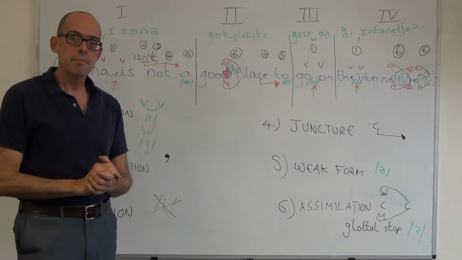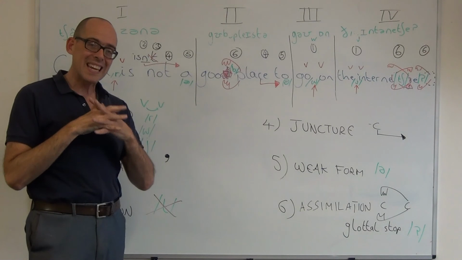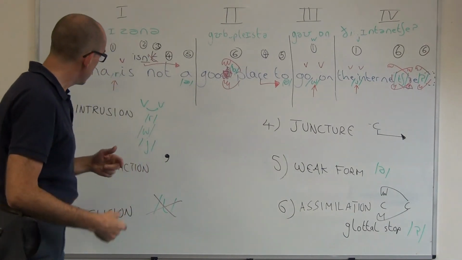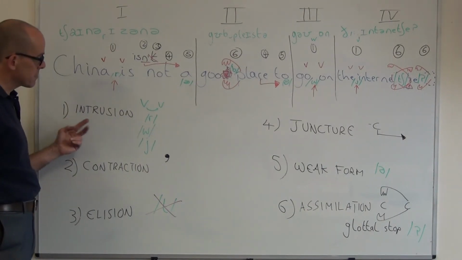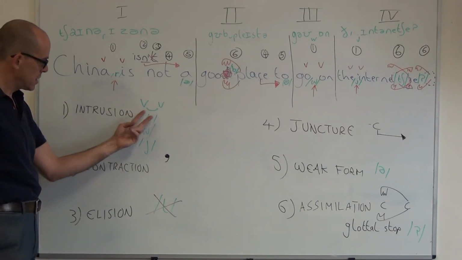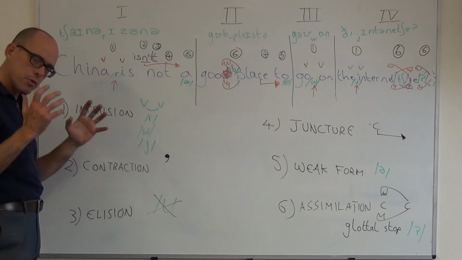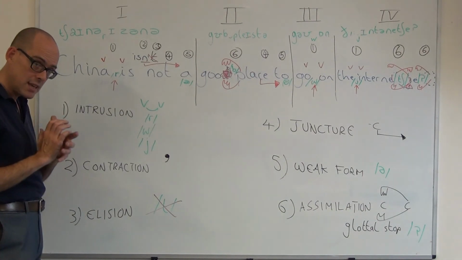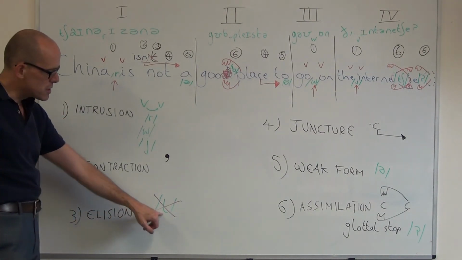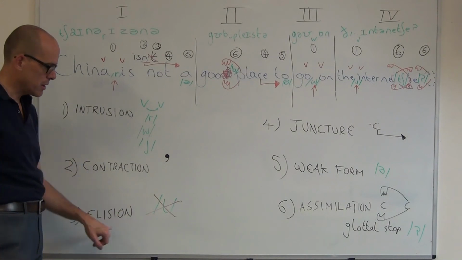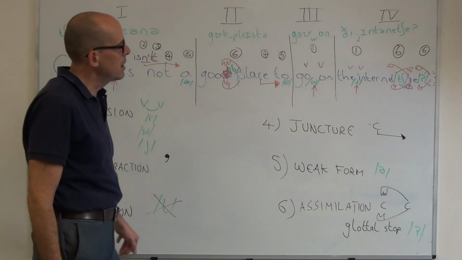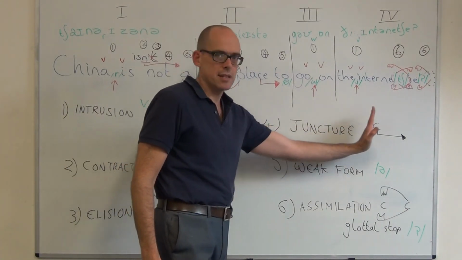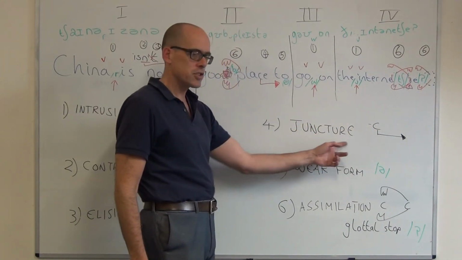Well done. So, when we connect words together in speech, we use intrusion to connect vowels, contraction to push little words together, like auxiliaries and negatives, the verb be. We lose sounds like t, that's called elision. When a consonant is at the end of a word, sometimes we can push it to the next word, and that's called juncture.